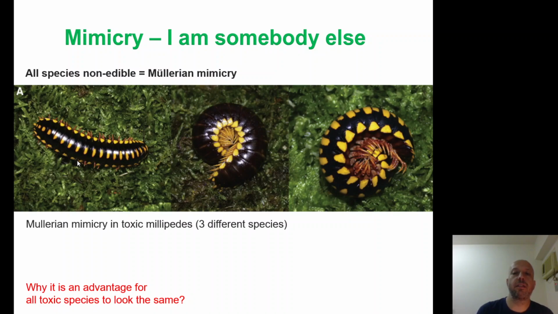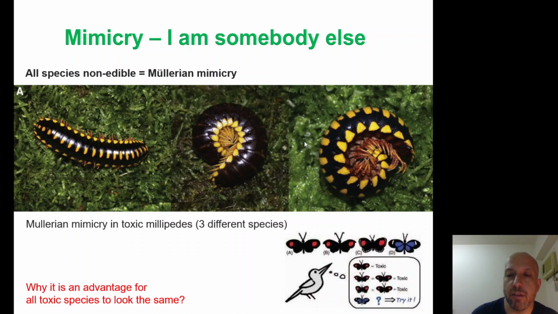So what is actually the advantage of that, right? The logic is that if I have toxic species and all of them look similar, it's enough for the bird to learn from one of them, to try once and have problems, vomiting after trying to eat something like that. And then I will automatically avoid all the others, right? So it's more effective for protection if I look like the other toxic things.